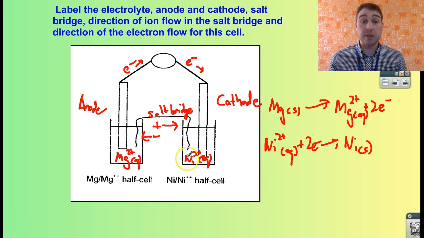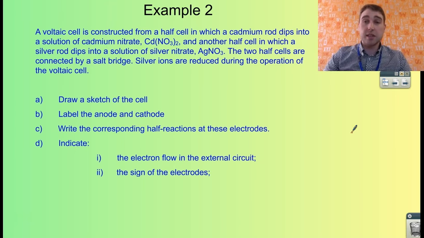So the nickel ions are coming out of solution, they're being reduced to solid nickel metal. Now we need to identify which one is oxidation. So in this case the magnesium, oxidation is loss, so that's oxidation, and the nickel ions are being reduced. So here's our second example question.